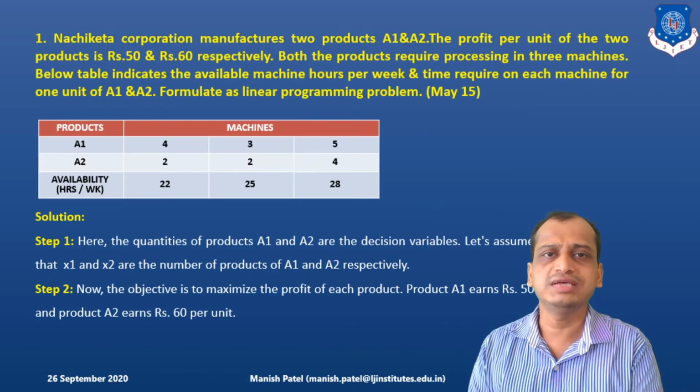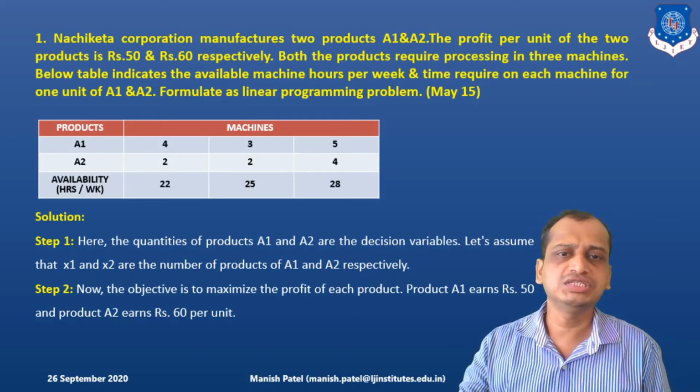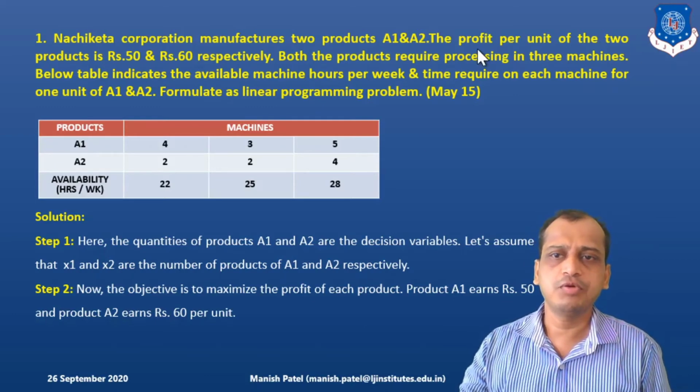Now let's look into the examples of linear programming. First of all, let's look into the first example, where a corporation called Nachiketa manufactures two products, A1 and A2. Their machines are given here. A1 profit per unit is 50 and 60.